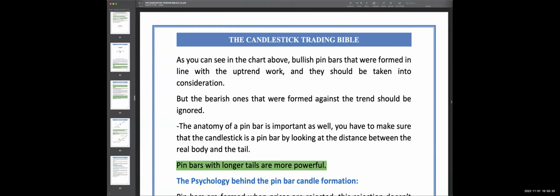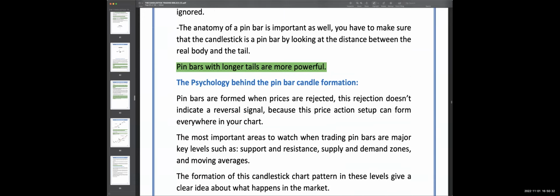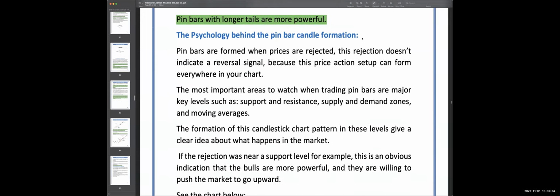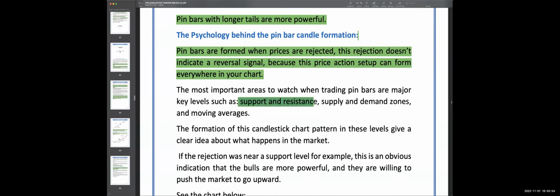Okay. So pin bars with longer tails are more powerful. The psychology behind the pin bar candlestick formation. Pin bars are formed when prices are rejected. This rejection doesn't indicate a reversal signal, because this price action setup can form everywhere in your chart. Okay, you should take note of that. The most important areas to watch when trading pin bars are the major key levels, such as your support and resistance, your supply and demand zones, and moving averages, like I explained.